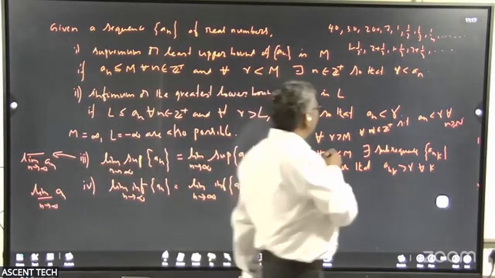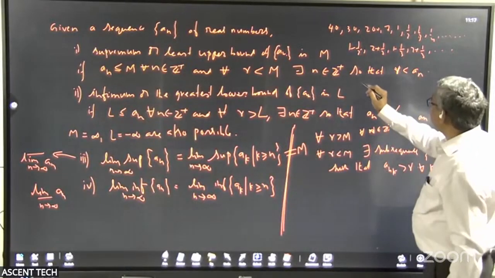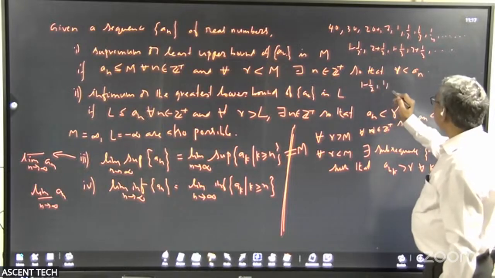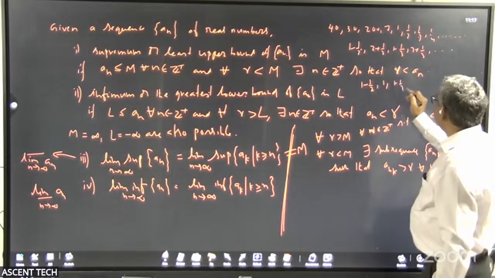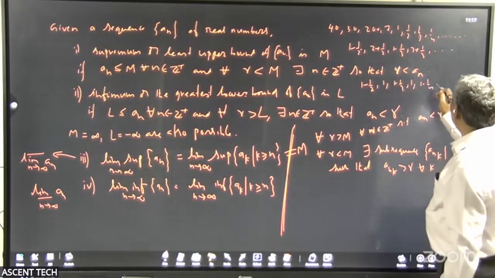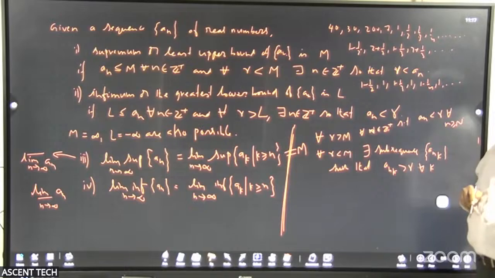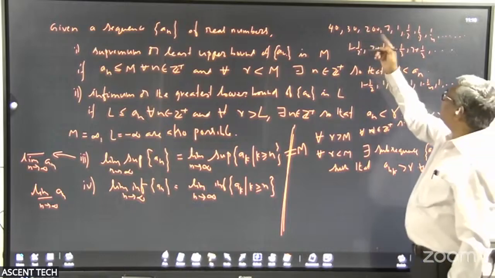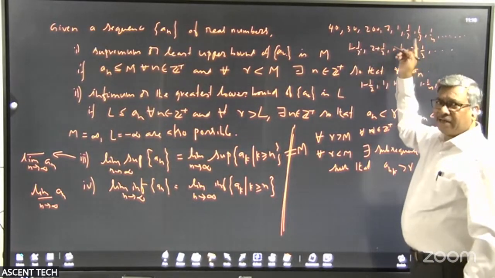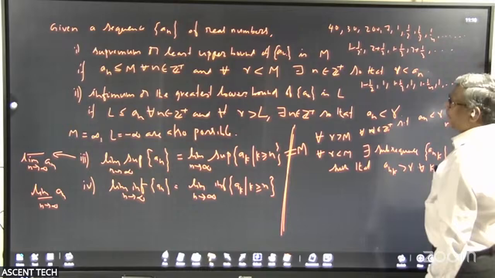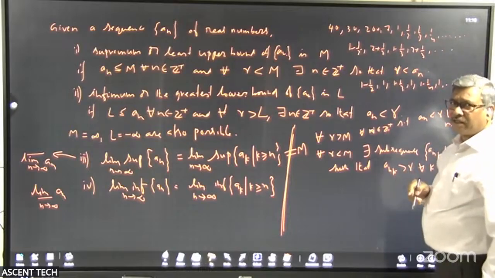For example, I have a sequence like 1 minus 1 by 2, 1 minus 1 by 3, 1 minus 1 by 4, and so on. The limit supremum of this is 1. Yes, because 1 is coming forever. Whereas this 40, 30, 200 are coming in the beginning and they don't come back again. If 40 came back forever, the limit supremum would become 40.